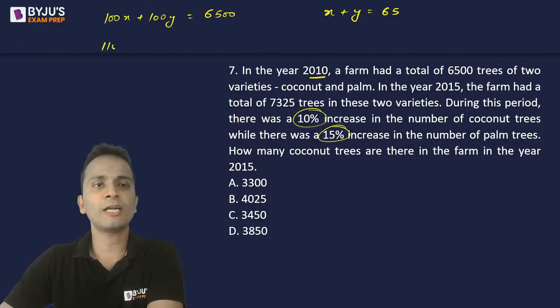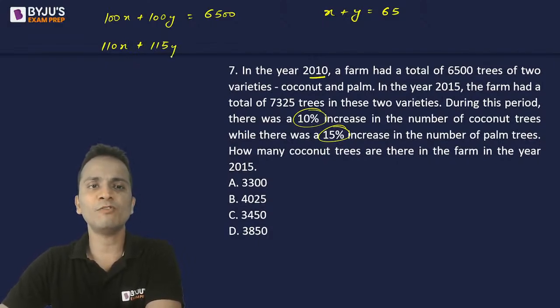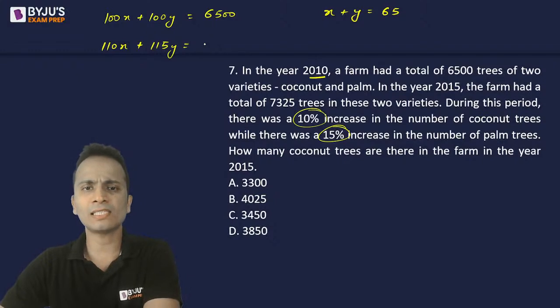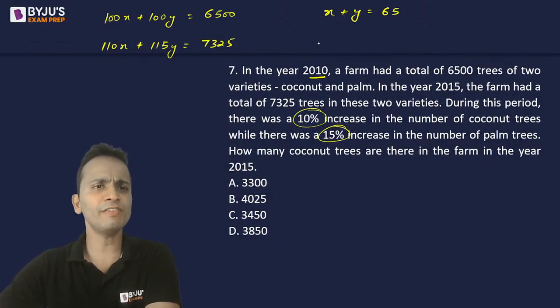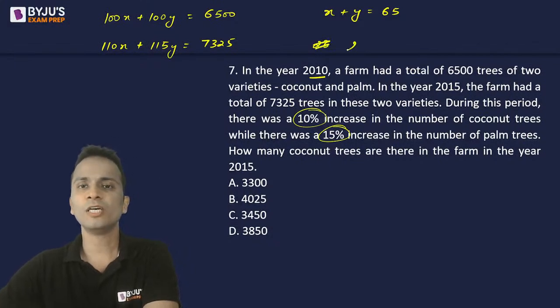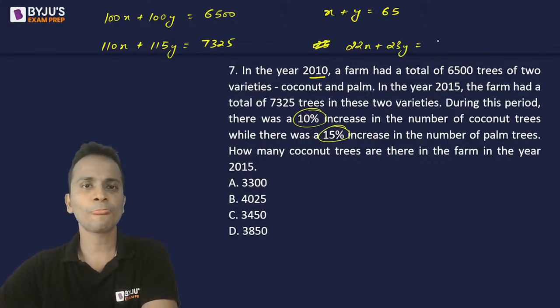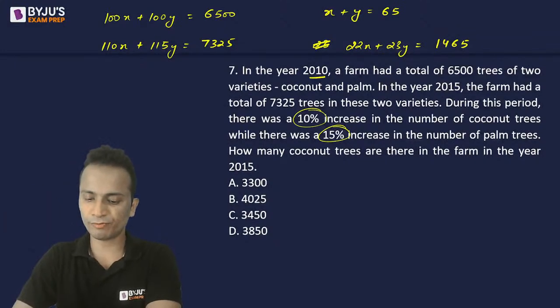Now let's increase the number of coconut trees by 10%. So it will become 110x. And the number of palm trees by 15%, 115y. And the sum has now become 7325. Okay. So again, I take 5 common from here. 5 ही आ सकता है. So 22x plus 23y is equal to 1465. Okay, 1465.